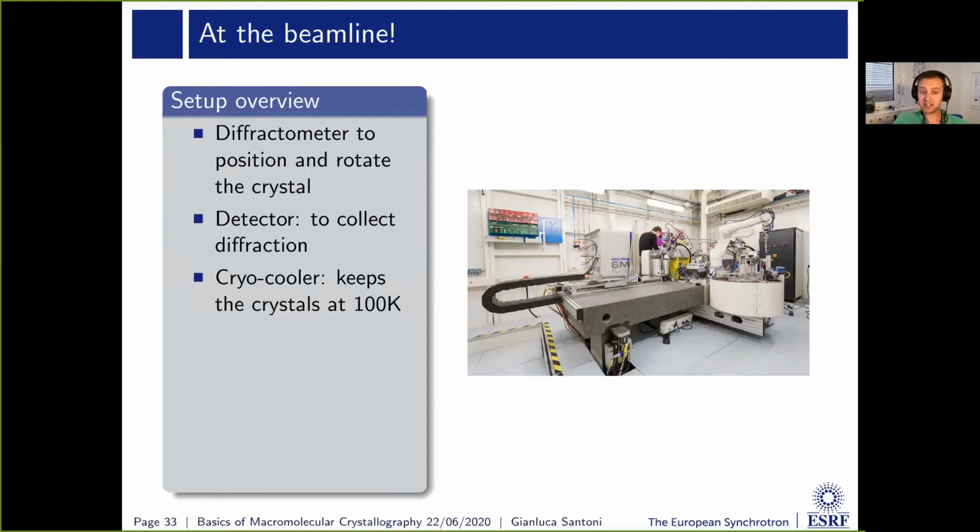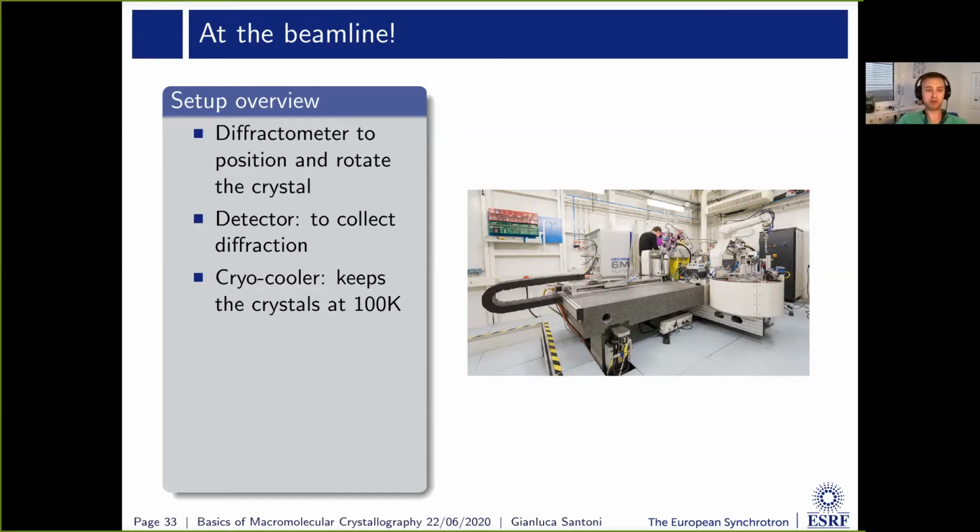And then, as I said before, we need to keep the crystals at cryogenic temperature at all times, including during data collection. So we have here a cryocooler. This is an object that basically blows very cold air at 100 Kelvin onto the crystal. And this is aligned with the crystal, obviously, to make sure that it doesn't shade the diffraction. And it keeps the crystal at a cryo temperature of 100 Kelvin for the whole time of the experiment.